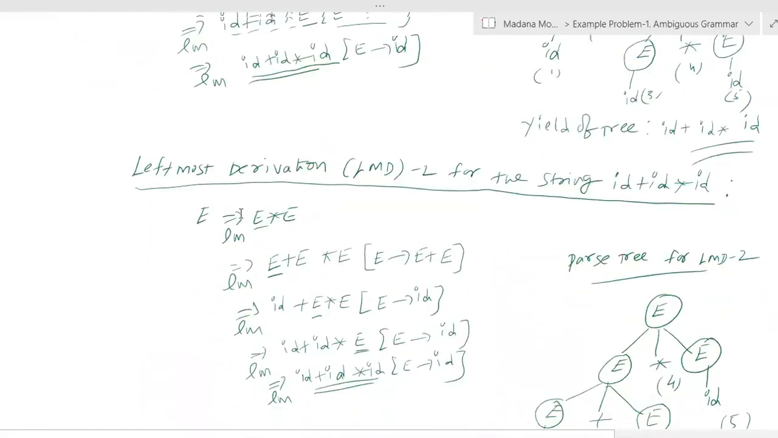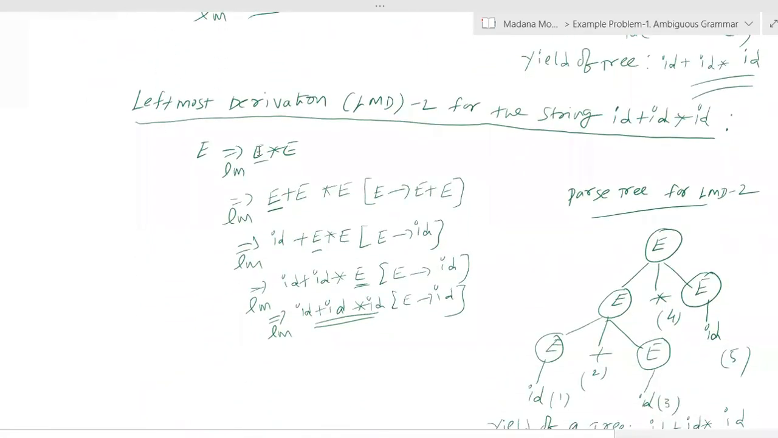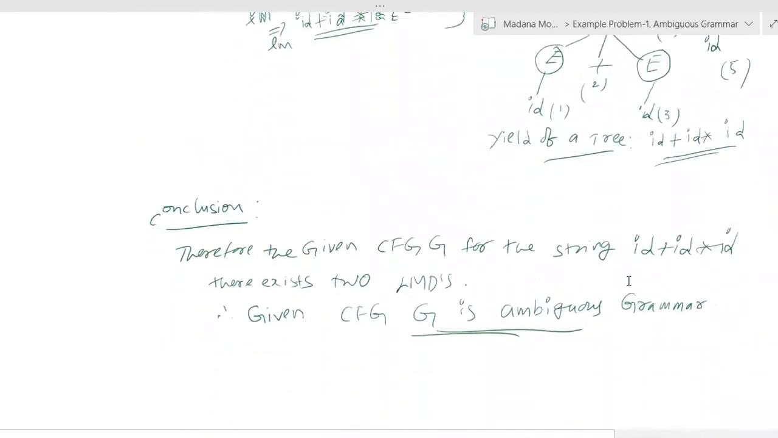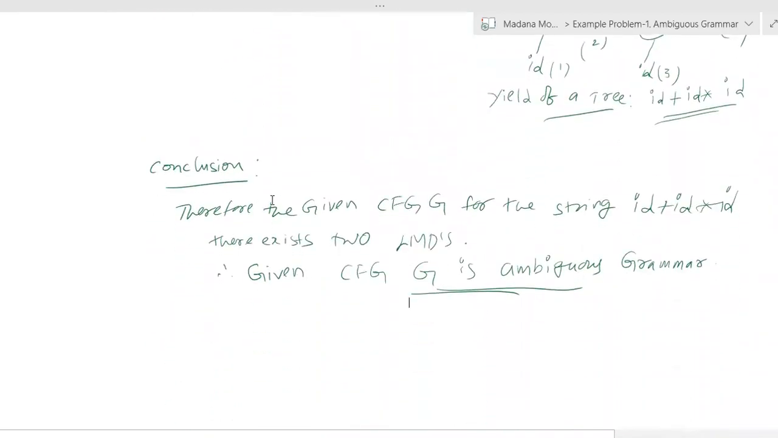Then for the second leftmost derivation, we have taken the other alternative production. Here we have taken E as E into E. Now using the concept of leftmost derivation, finally we obtained the same string ID plus ID into ID. Now the corresponding parse tree is also constructed. Now as per the definition of ambiguous grammar, the given grammar satisfies the condition of ambiguity. Therefore, the grammar is ambiguous grammar.